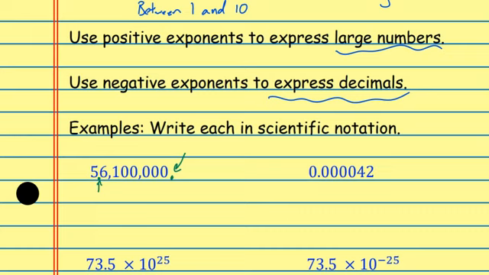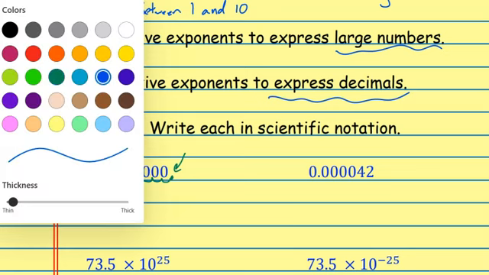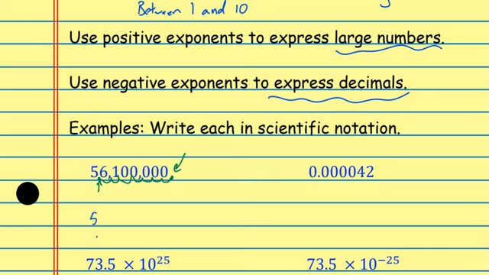And then it's just a matter of counting how many spaces that is. So I just count 1, 2, 3, 4, 5, 6, 7 spaces. And so what I do is I rewrite this thing as 5.61, and then I say it's times 10 to the 7th power because I want to move that decimal 7 places, okay? That's how I express this really, really big number in scientific notation, all right?